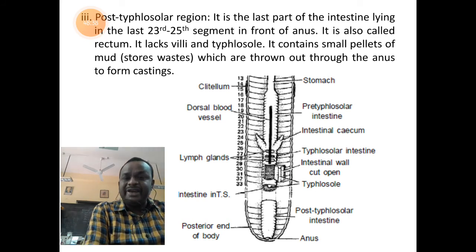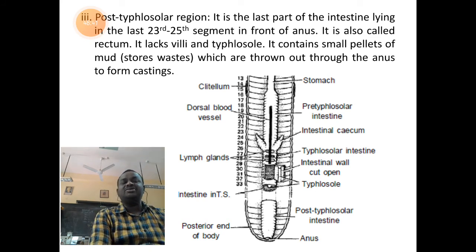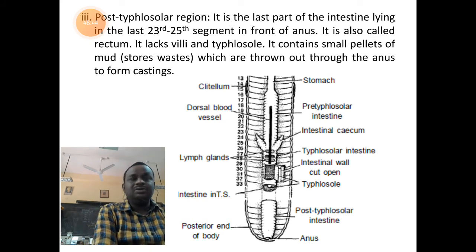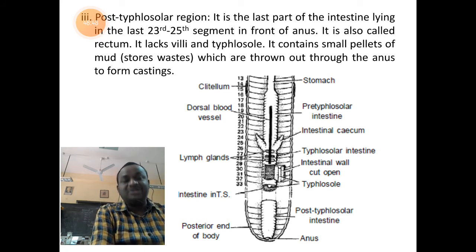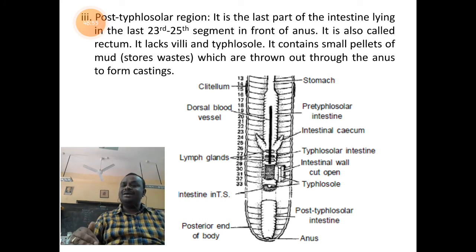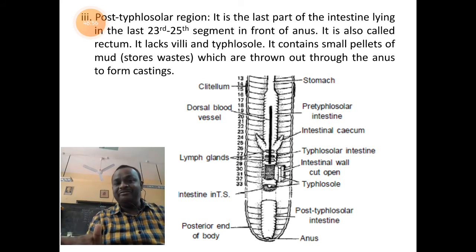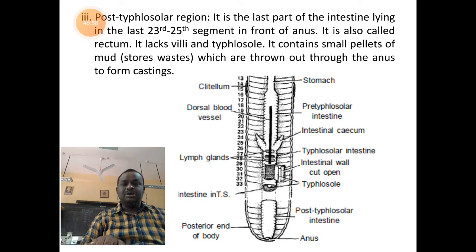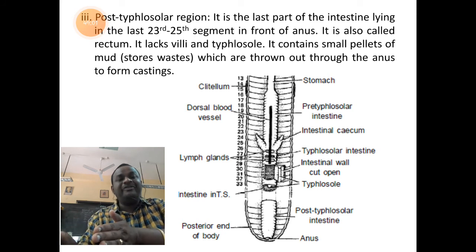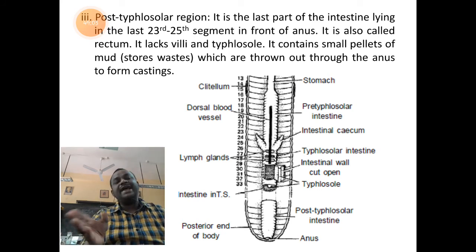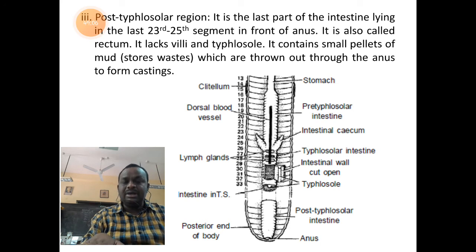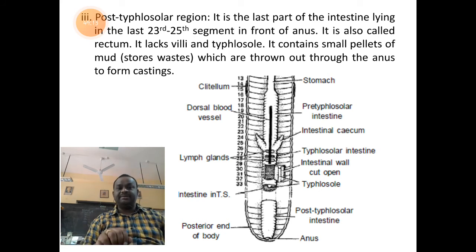The undigested waste will be stored in this particular region of the intestine. So, common function of rectum. Hence, post-Typhlosular region is also called as rectum. Students, remember, this region does not have both the villi and typhlosular. So, pre-Typhlosular region has only villi, Typhlosular region has both villi and typhlosular, and in the region of post-Typhlosular, both the villi and typhlosular are absent.